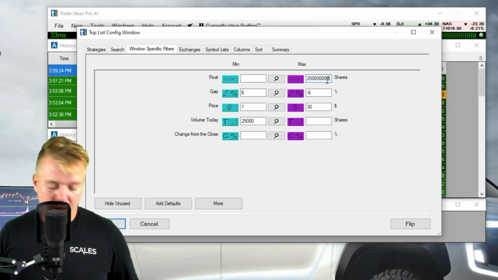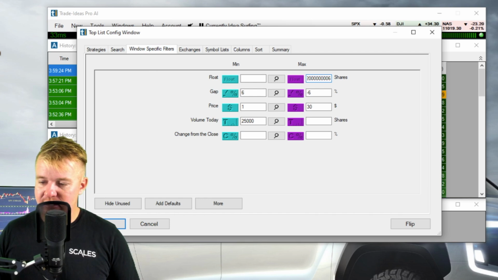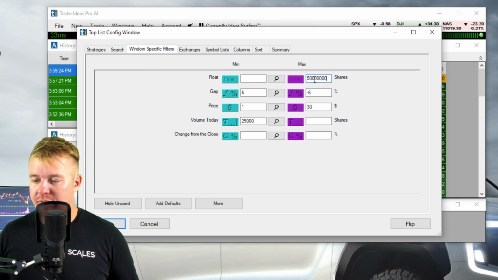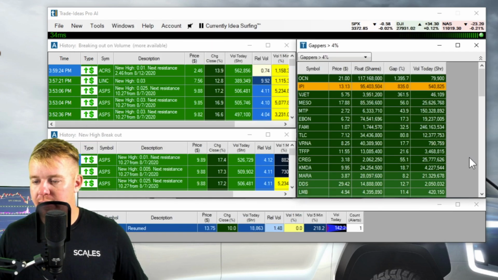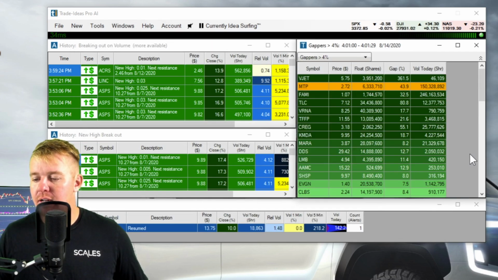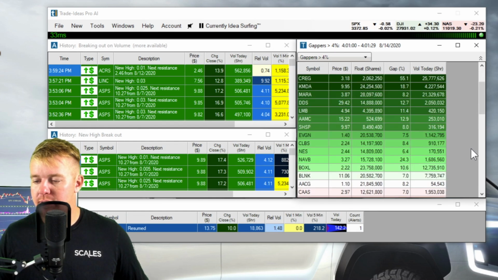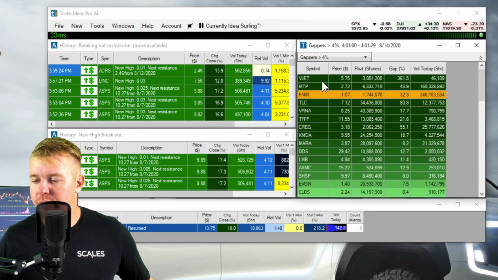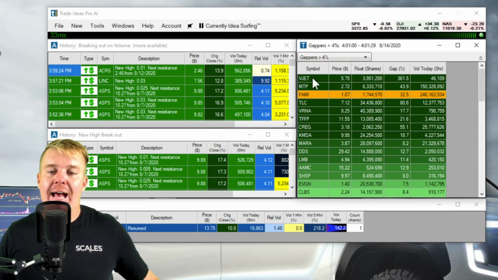I'm going to change my maximum float on this. I'm going to just say 50 million max. That's going to make it a little bit cleaner, and I won't get so many alerts on the stocks. I won't see every stock that's gapping up or moving that has a huge float. So there it is. That's my overall setup.